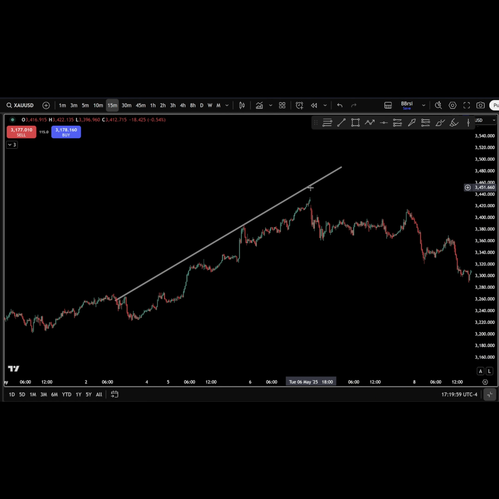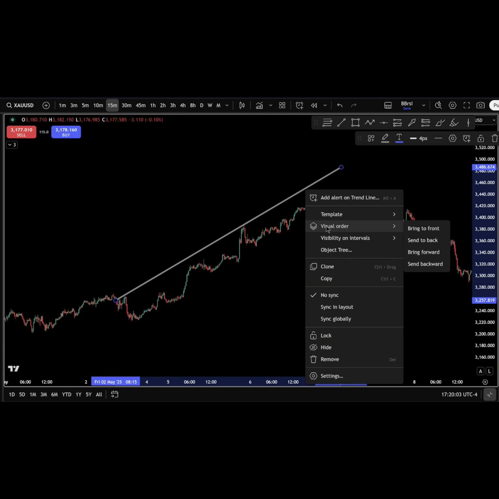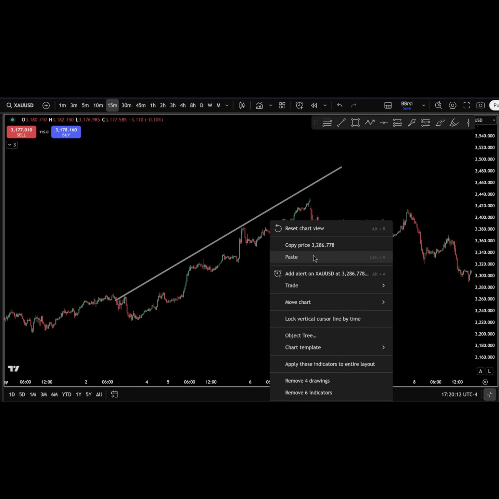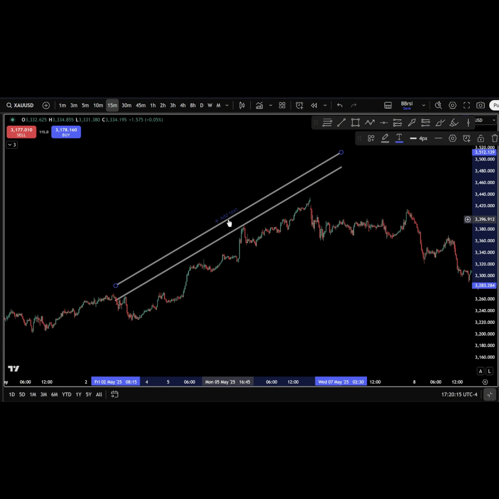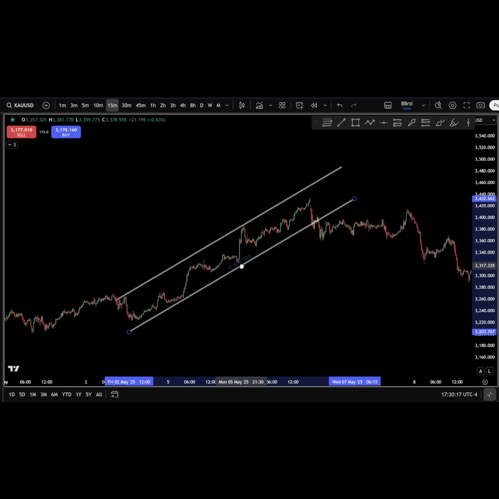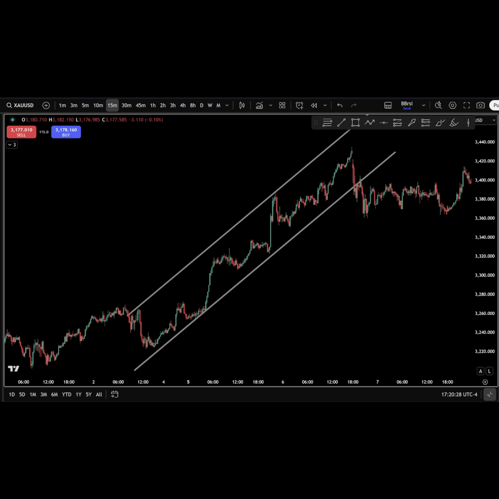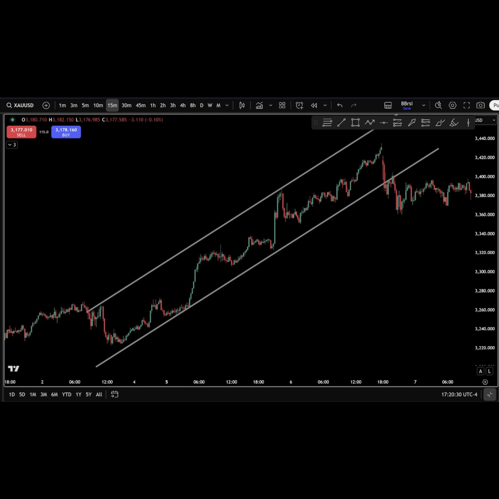In general, the channels are very parallel to each other. There are times it's a little bit off, and you will see all of that. So just to show you, we will copy and paste the exact same line and put it right here. We will zoom in now. So you see, this is an ascending channel.